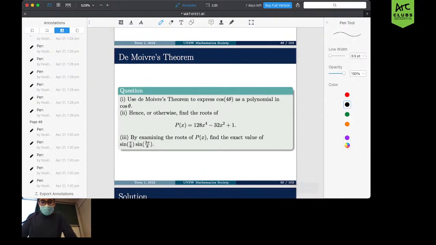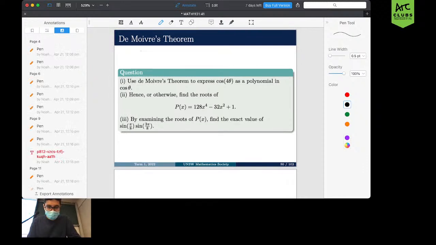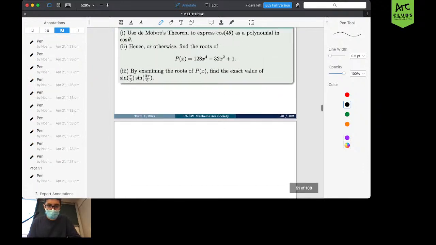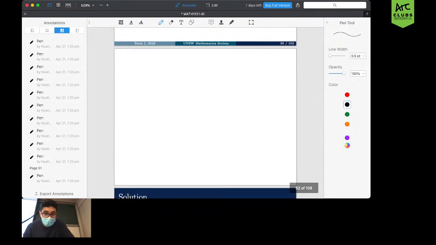Sorry. So part i says, use de Moivre's theorem to express cos 4 theta as a polynomial in cos theta. I'm going to add a blank page here. Cool. So part i is express cos 4 theta in terms of cos theta.